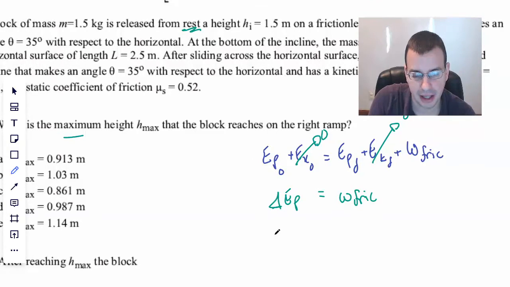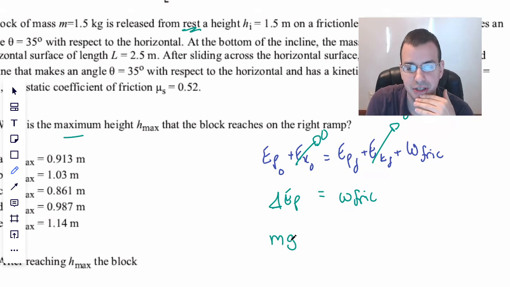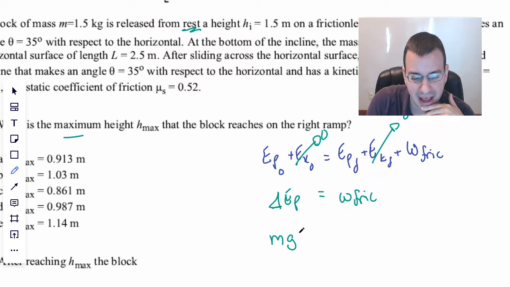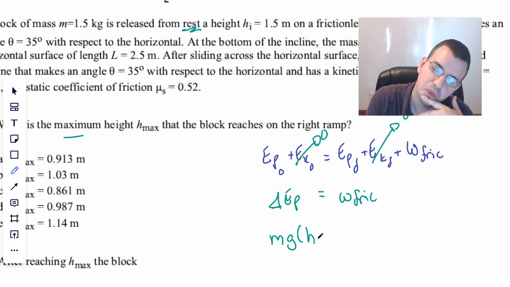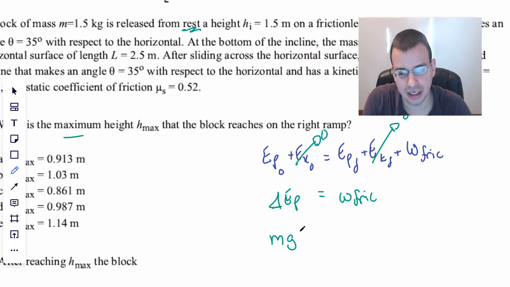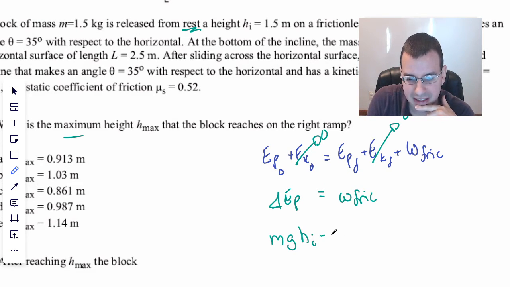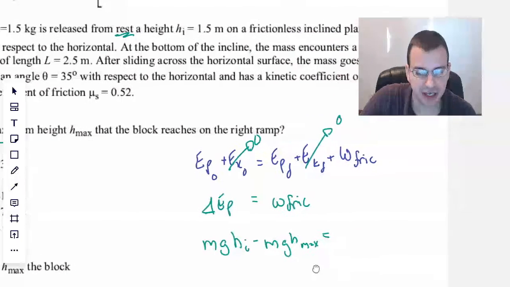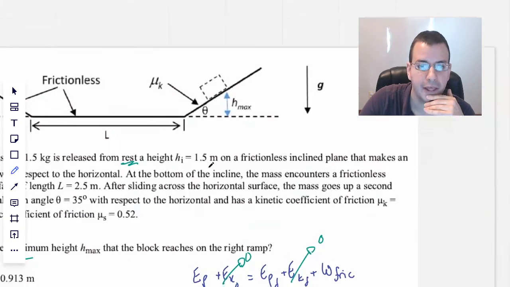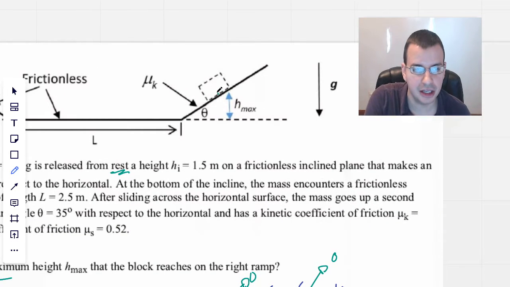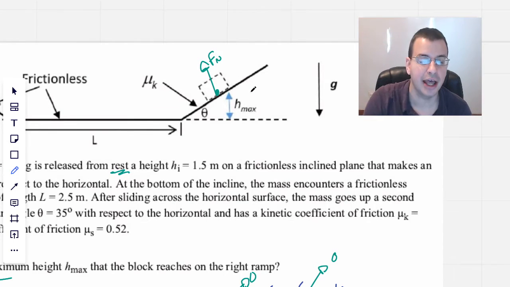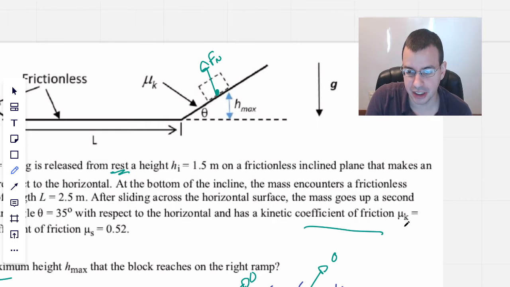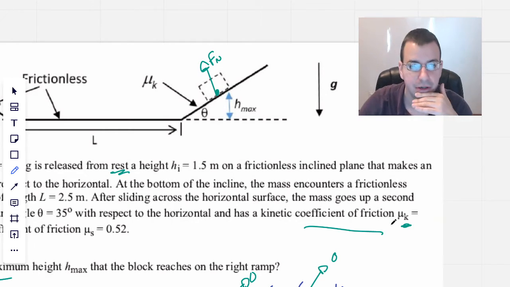So this will be mgh, mass times gravity times height, the potential energy due to gravity. I'll leave it as h initial, minus mass, gravity, height, and I'll call this max. So I probably could call it final. Equals the work due to friction. So friction is the normal force times a coefficient of friction. And this will be k, because it'll be moving until it stops.